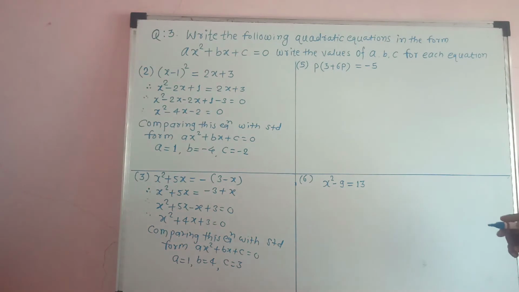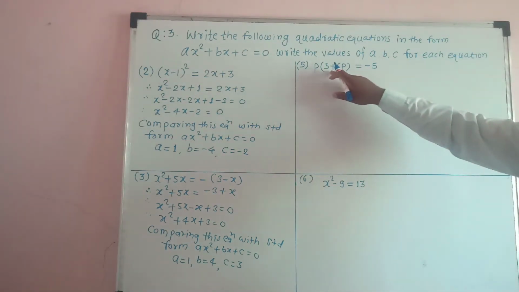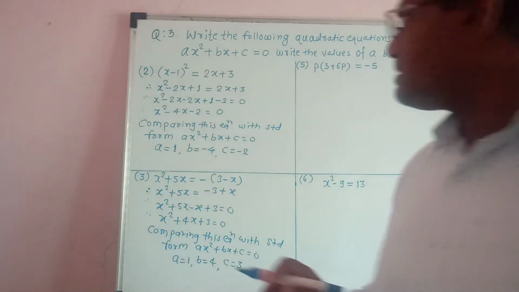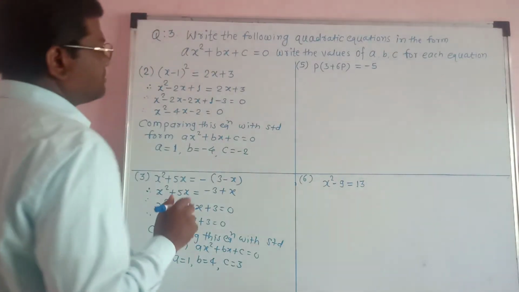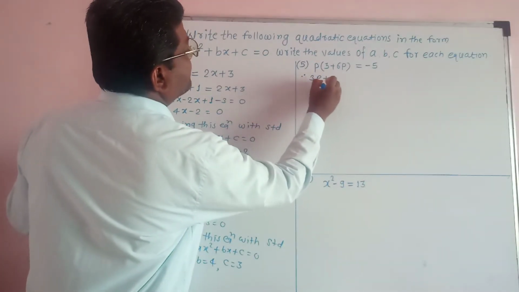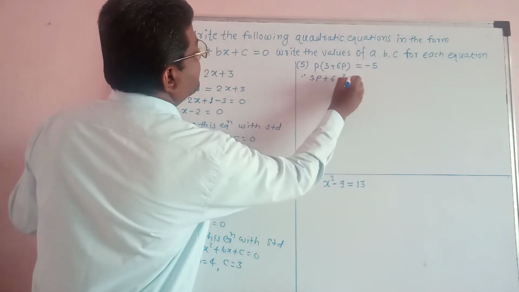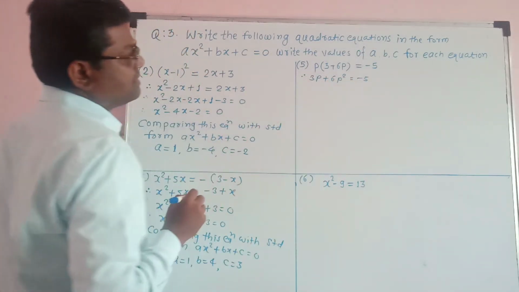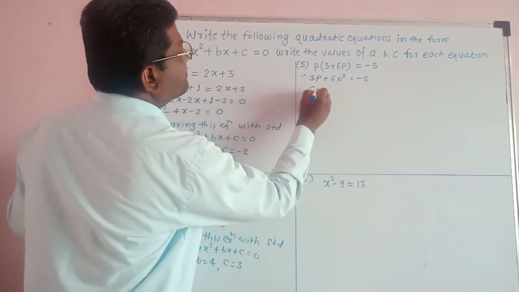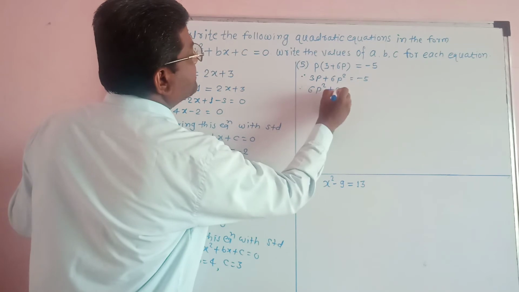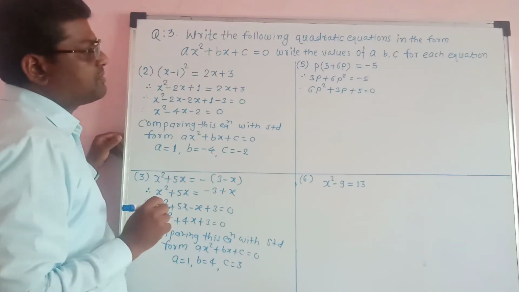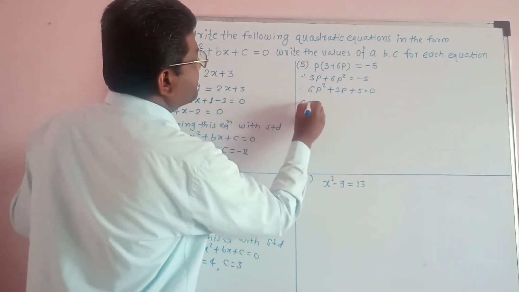Now example number 5. p(3 plus 6p) is equal to minus 5. Multiply the bracket by p, therefore we get 3p plus 6p square is equal to minus 5. So write this equation in its standard form. Therefore 6p square plus 3p plus 5 is equal to 0. Compare this equation with standard form.